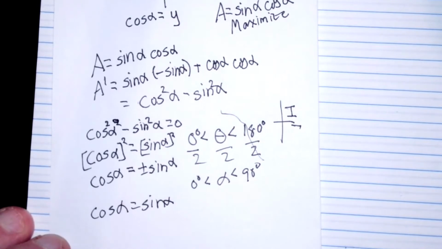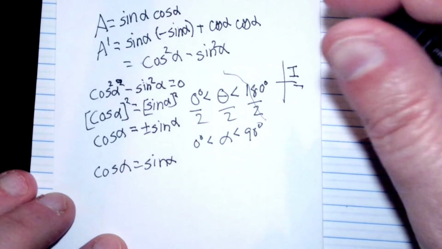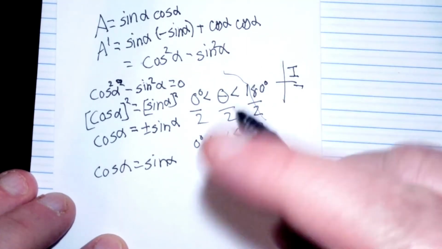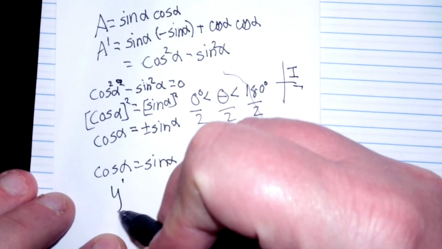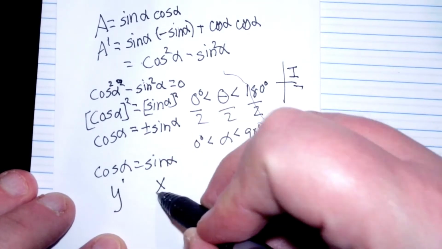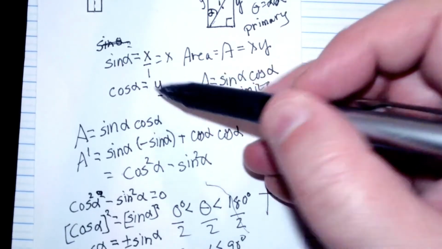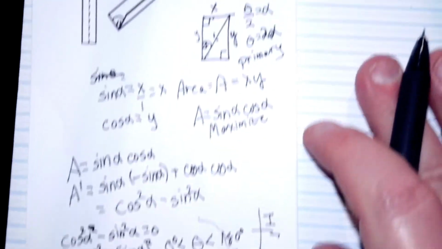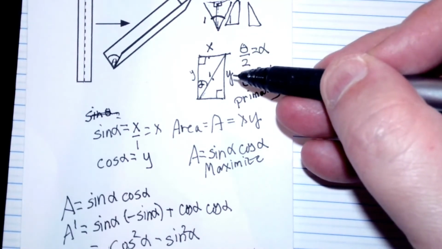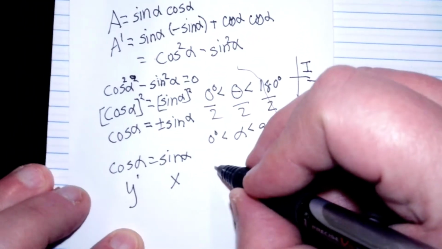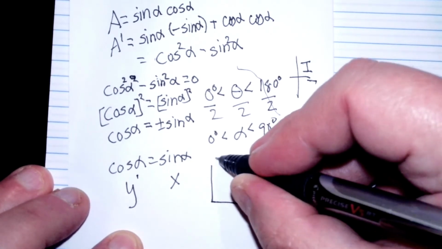Well, how is that going to happen? Well, remember our rectangle. The cosine of alpha, that was y, and the sine of alpha, that was x. Right? We have that right up here. So we need x to be equal to y. Well, what does that tell us about a rectangle? It tells us that a rectangle is actually a square.